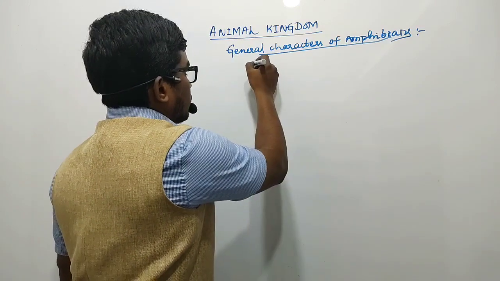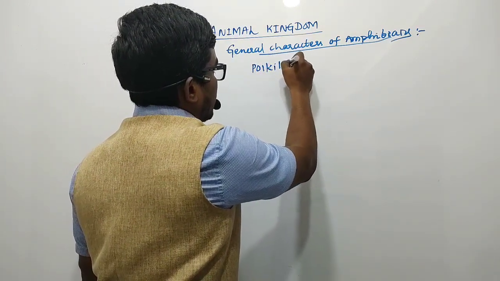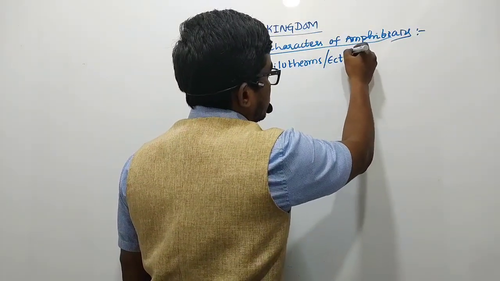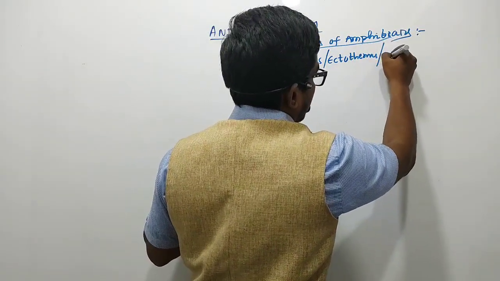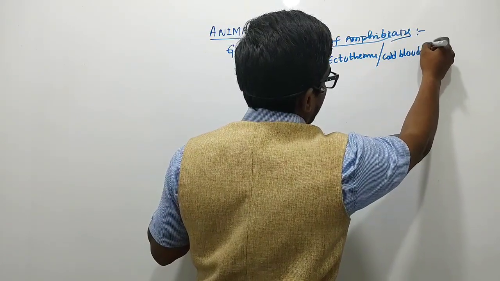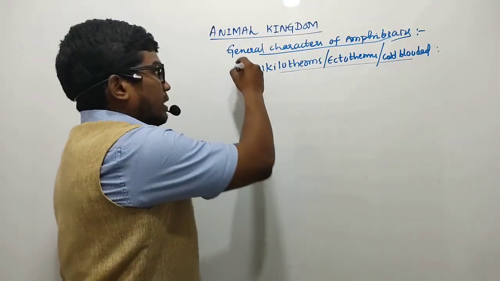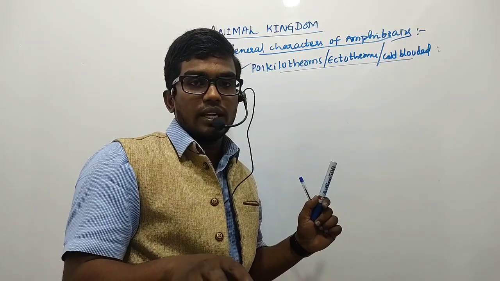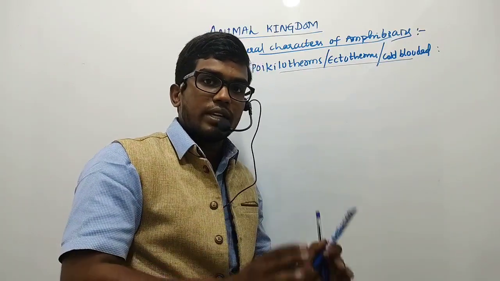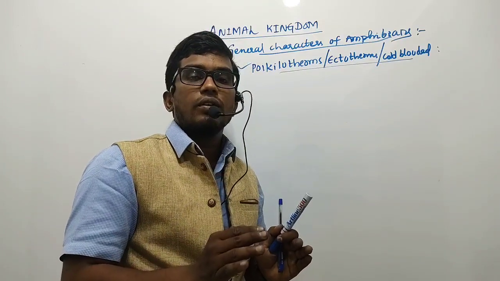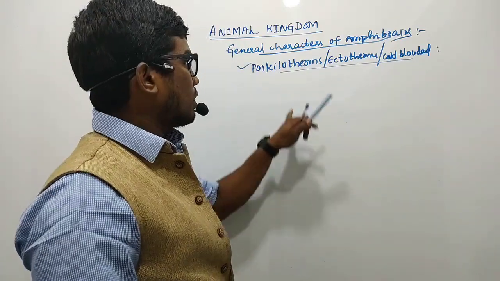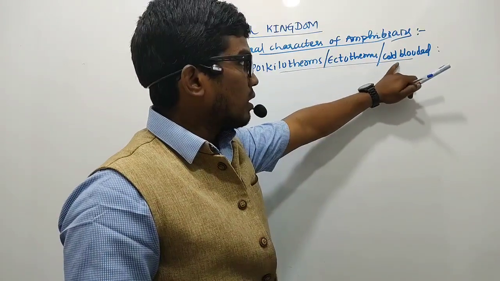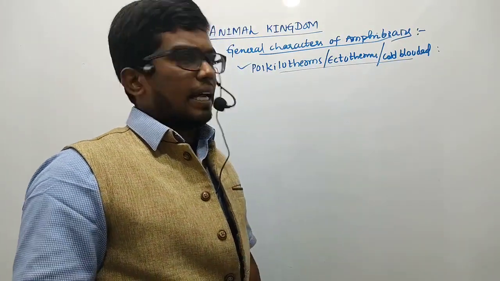Next we have one more important character: these organisms are referred to as poikilotherms or ectotherms. Or we can use one more term: these organisms are cold-blooded animals. That means their body temperature changes with the environment where they live. According to the environment, wherever they are present, the body temperature will fluctuate. If that is the case, we call them poikilothermic animals, ectothermic animals, or cold-blooded animals.